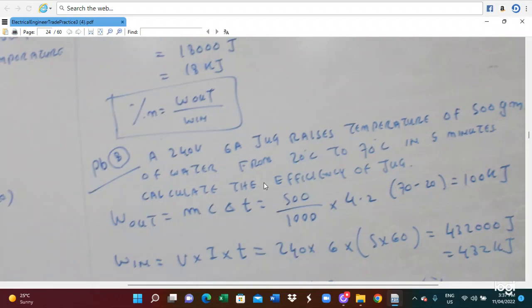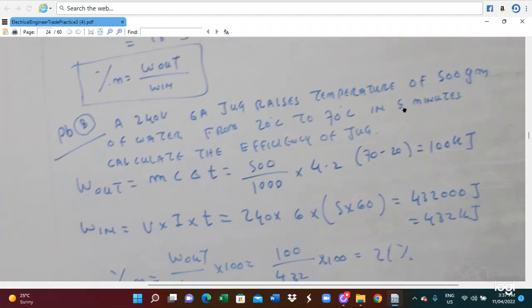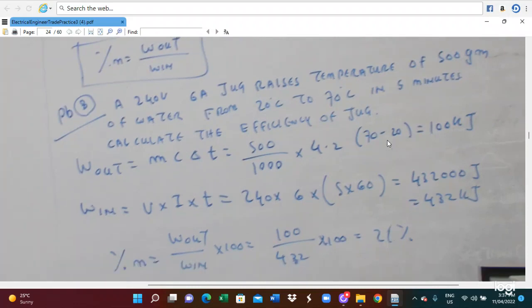The next one is percentage heat efficiency, which is W out divided by W in. So the problem is: a 240 volt, 6 ampere jug raises the temperature of 500 grams of water from 20 degrees centigrade to 70 degrees centigrade in 5 minutes. We need to calculate the efficiency of the jug. So in this case, W out is MC delta T. Mass is 500 divided by 1000, so grams are changed to kilograms.